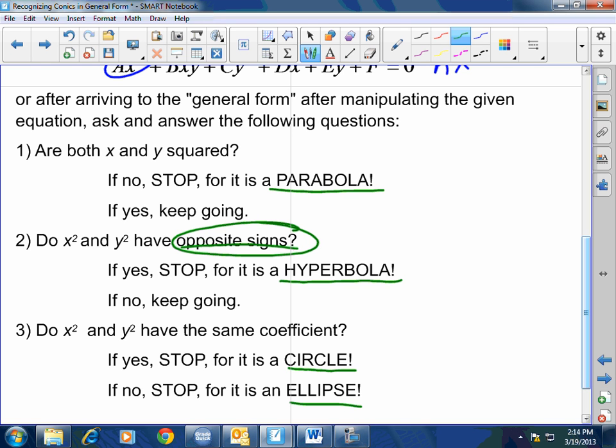If the squared variables have the same sign, they're both positive, for example, but they have different coefficients, it's an ellipse. If they have the same coefficient, it's a circle. You like that better than formulas? Let's show you how it works.